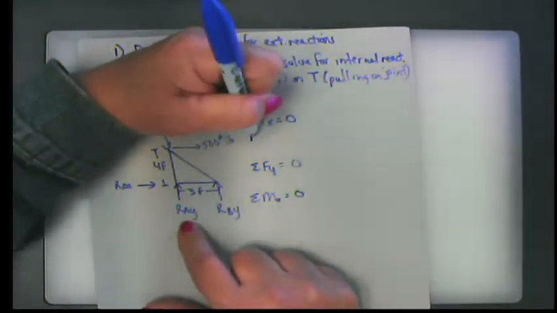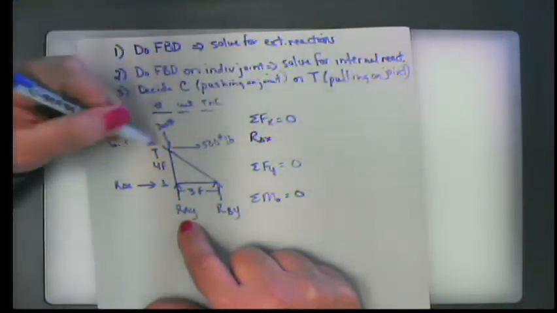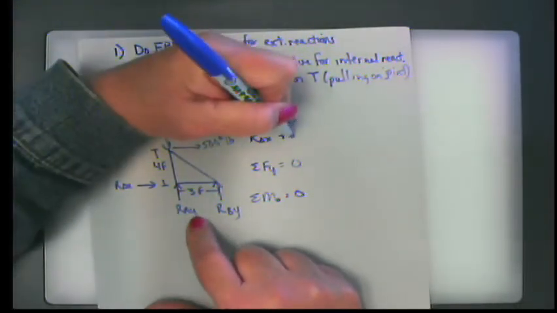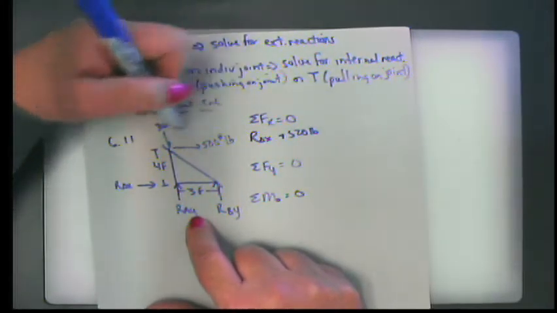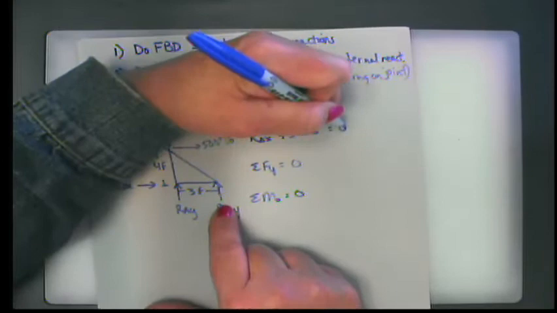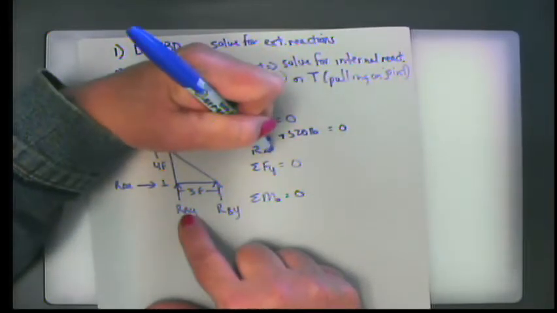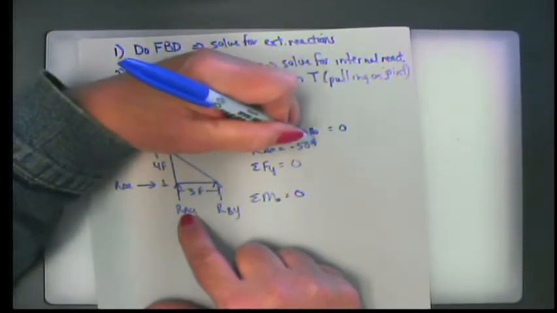In the X direction, I have RAX, which I've drawn as positive, and I have 500 pounds here, and these other forces externally are in Y. So I then find that RAX is equal to negative 500 pounds.